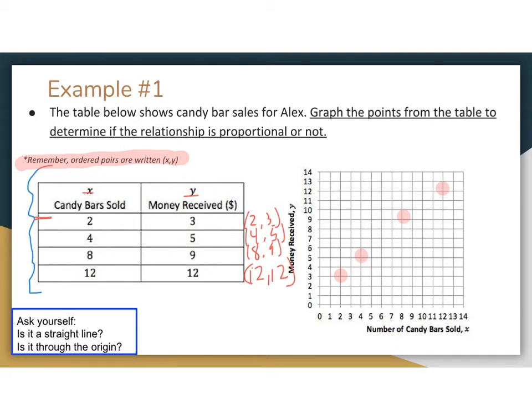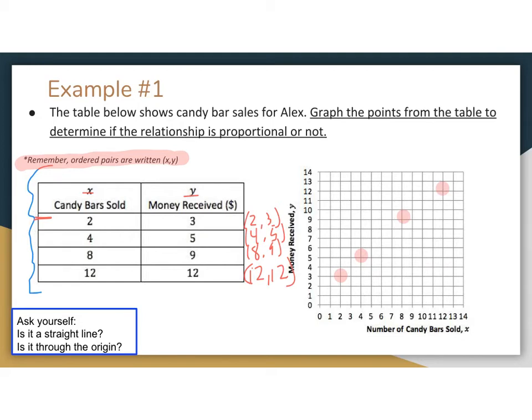Now, to determine if this is a proportional relationship, you do want to draw a line. If you have a ruler at home, that is ideal. If you do not, just use a straight edge. Honestly, a piece of paper will work just fine, or just a thicker piece of paper, maybe like a book cover or something. And connect the dots, and remember to pass through the center of the points perfectly.